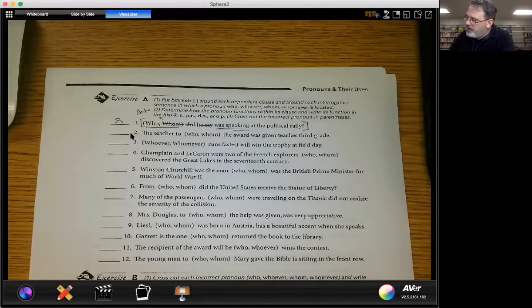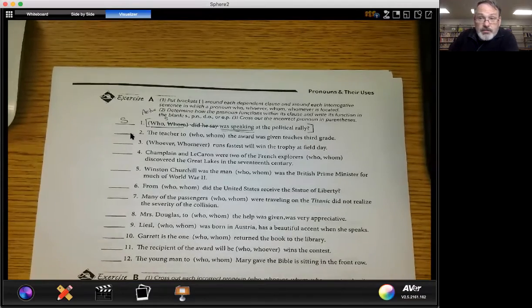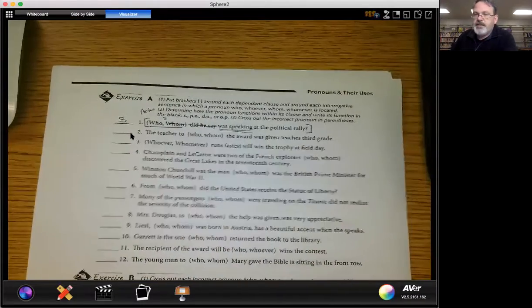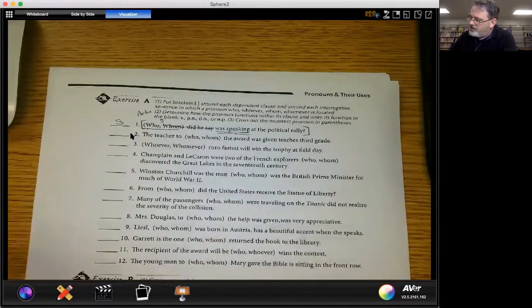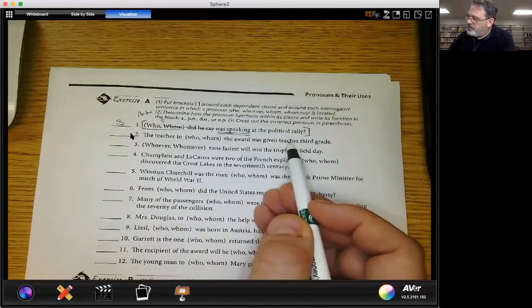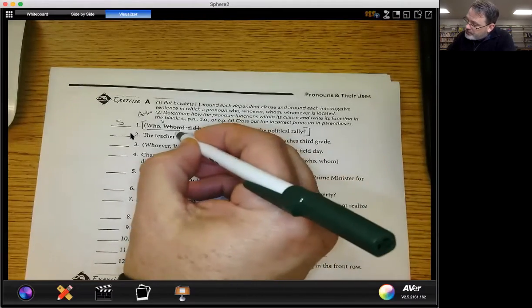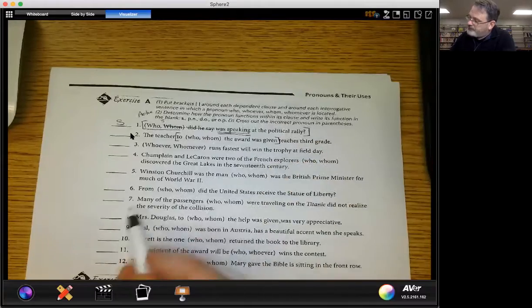Hopefully that makes sense. Let's do one that's not an interrogative sentence. Now, interrogative means a question, right? So the next one's not a question. So we'll go ahead and do an example of one that's not an interrogative sentence. Put brackets around the dependent clause that the who or whom is in. The teacher to whom the award was given teaches 3rd grade. All right? Well, there is a clause, a dependent clause, to whom the award was given.